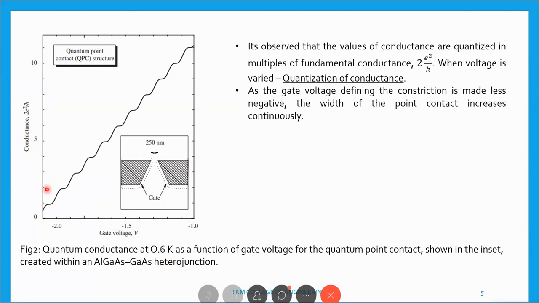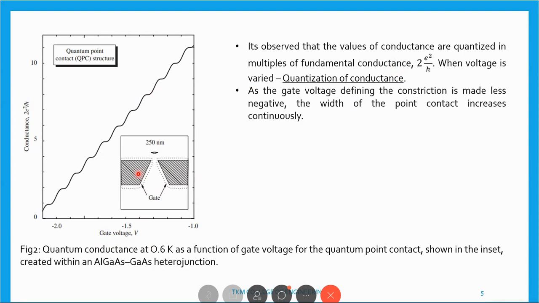And what they observed was that conductance and gate voltage do not vary linearly. But they observed that the values of conductance are quantized in particular multiples of 2e square by h. That means conductance varies in discrete levels or discrete steps of 2e square by h. And this value, 2e square by h, is the fundamental conductance, which we will discuss in the coming session. So the conductance is getting quantized as we increase the gate voltage. That is called quantization of conductance.